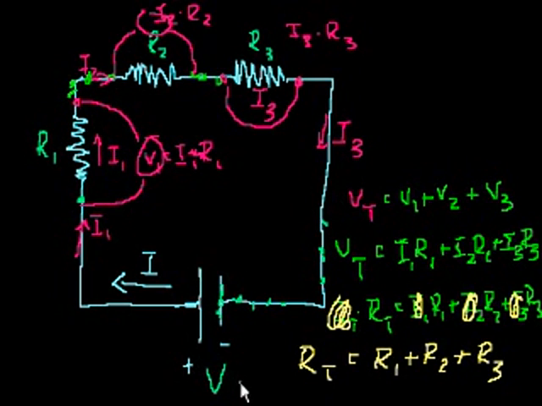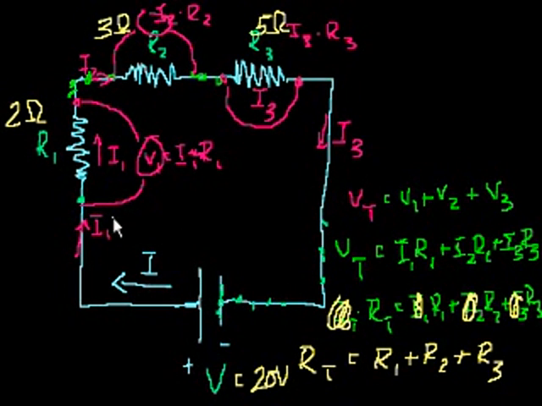And I'll do an example. Let's say that this voltage is, I don't know, let's say it's 20 volts. Let's say resistor 1 is 2 ohms. Let's say resistor 2 is 3 ohms. And let's say resistor 3 is, I don't know, 5 ohms. So what is the total resistance through this circuit? Well, the total resistance is 2 ohms plus 3 ohms plus 5 ohms. So it's equal to 10 ohms.